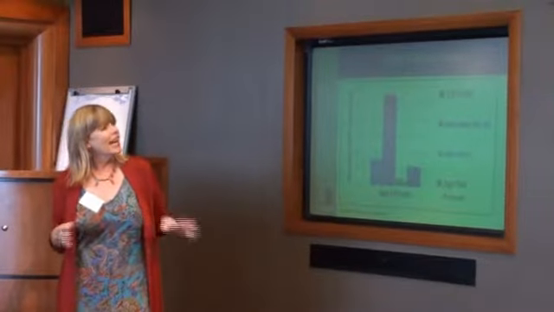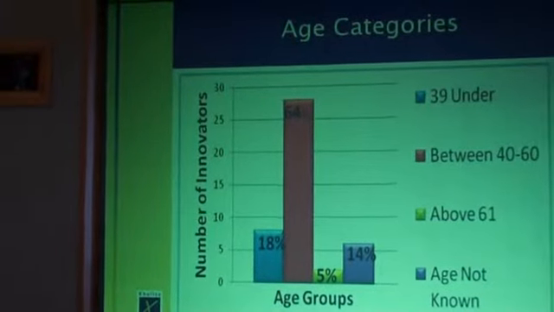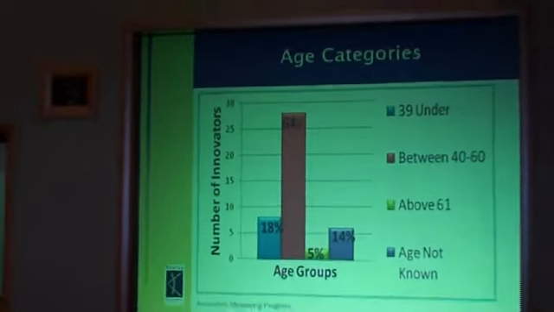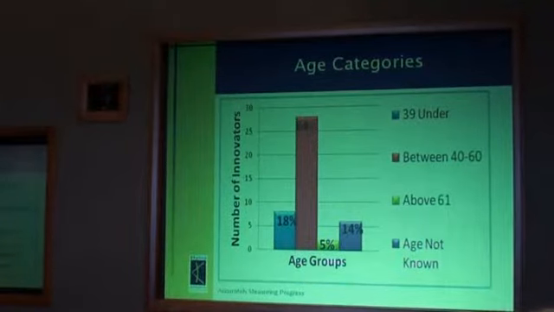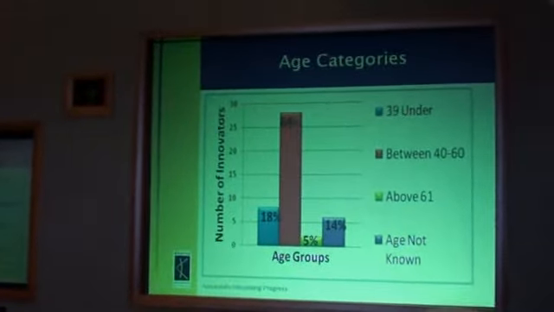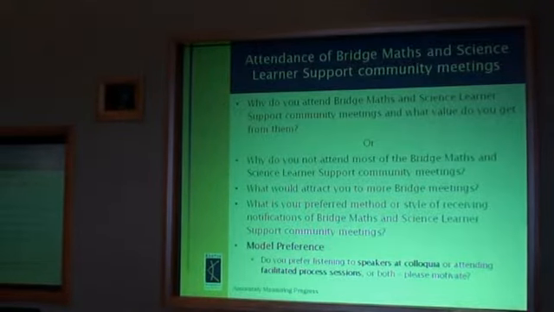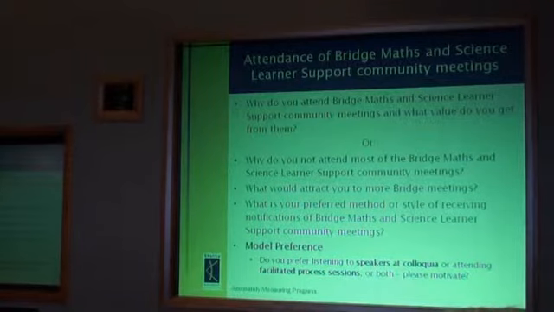Okay. Age categories. The vast majority of us are between 40 and 60, which makes sense, but it also means that you have the people who are truly the movers and shakers in your community. You're not just getting kids wet behind their ears. That has implications for the social network, which I will talk about later.